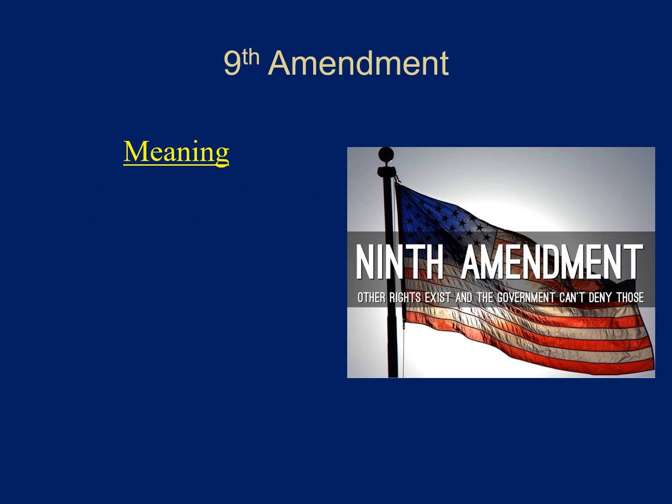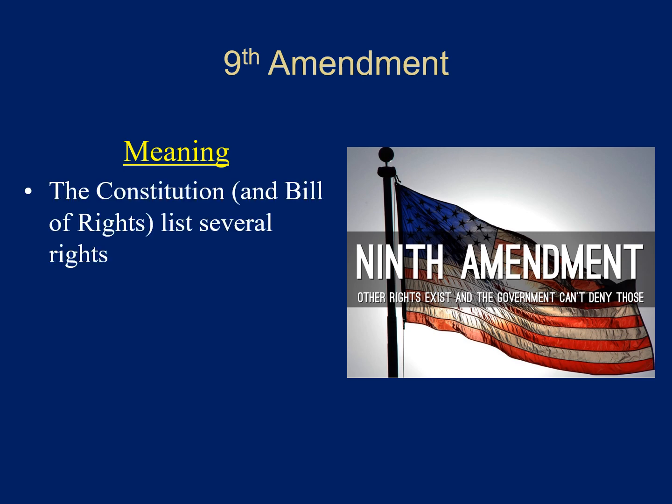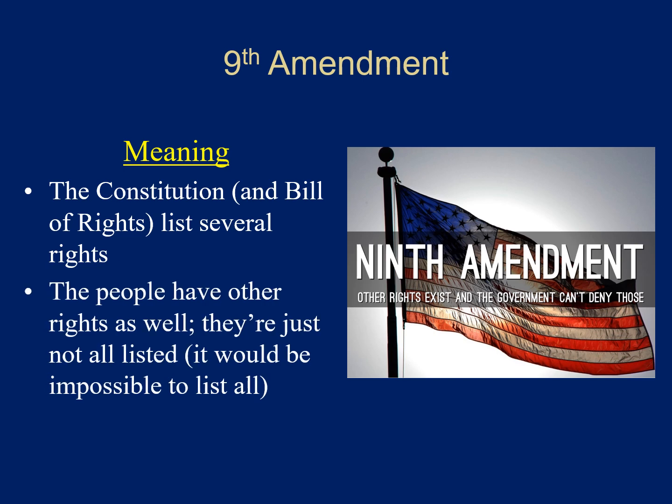Okay, I'll try to break it down. Essentially, the Ninth Amendment argues that the Constitution and the Bill of Rights provides a list of several rights for us. However, the people have other rights as well. It would be impossible to list every single right that people have. So there are other rights that exist, they're just not written down.